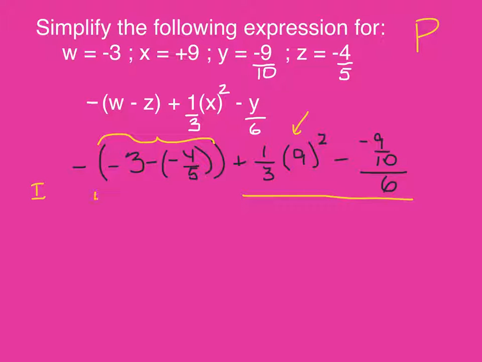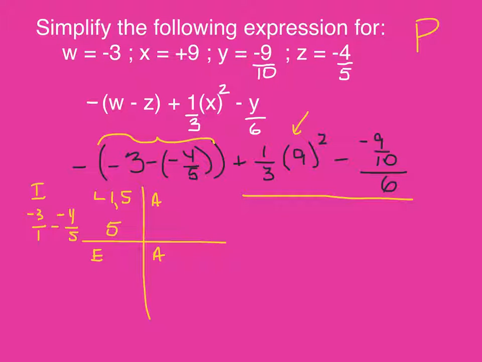I love eating apples and avocados. So I need to bring these down as improper fractions. I've got negative 3 over 1 minus negative 4 over 5. So the least common multiple of 1 and 5, of course, is 5.